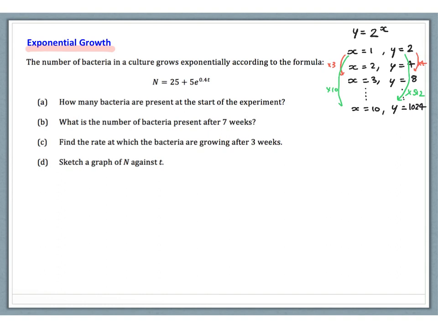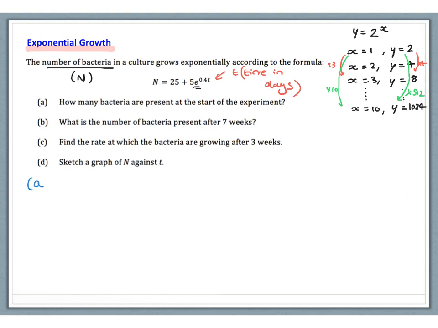And we're going to have a look at an example of a problem involving this concept of exponential growth. So the number of bacteria, which is denoted by the letter n, in a culture grows exponentially, and we can see the use of the exponential function here according to this formula. Now, the letter t here refers to time in days after the start of our experiment. Let's have a look at what we can calculate with this.